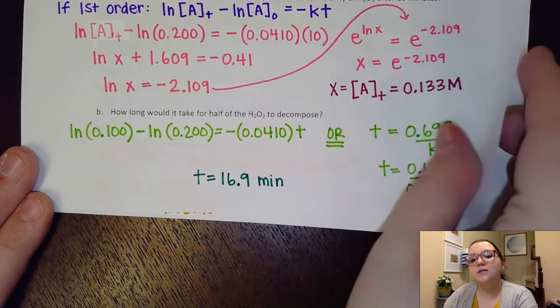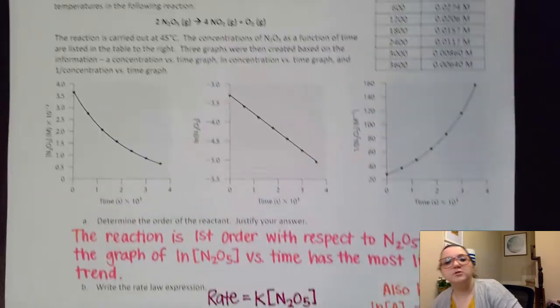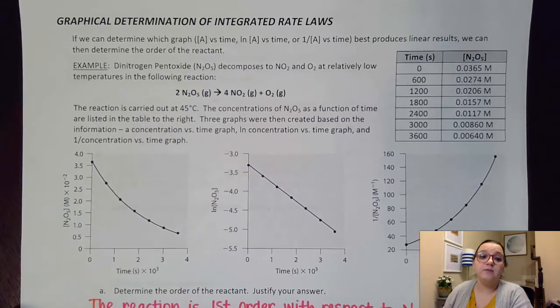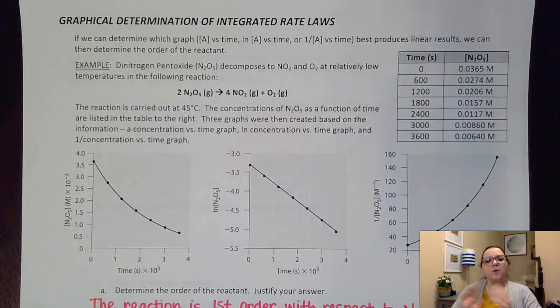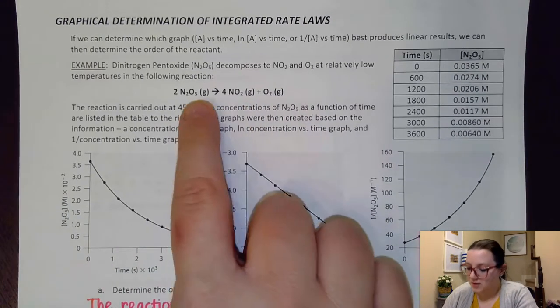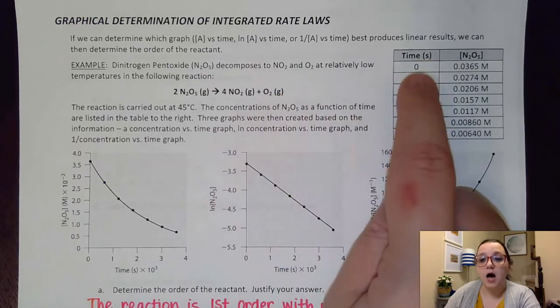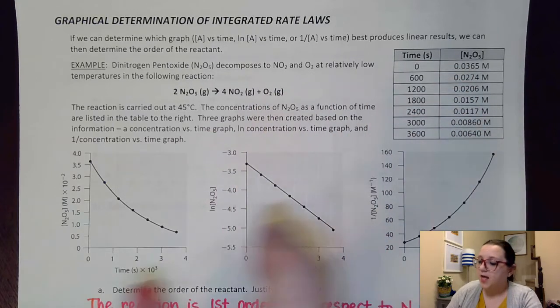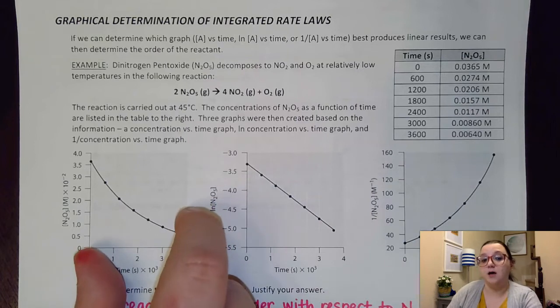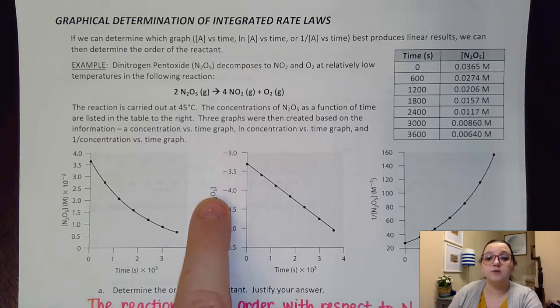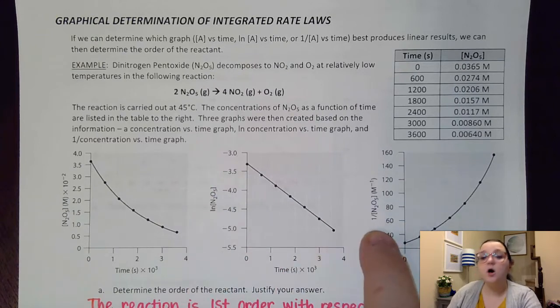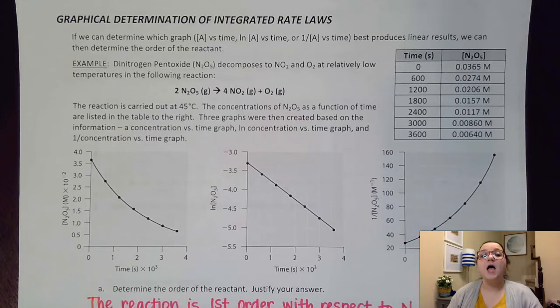All right, let's go ahead and look at the next page where we'll start to look at some of these problems that involve graphs. So what they've done here is they've given us a reaction, they've given us some time and concentration data, and then they've plotted that time and concentration data along with also plotting natural log of concentration and time and 1 over concentration and time. And so what we want to do is, based on this information, figure out our correct orders and then end up calculating with this data.